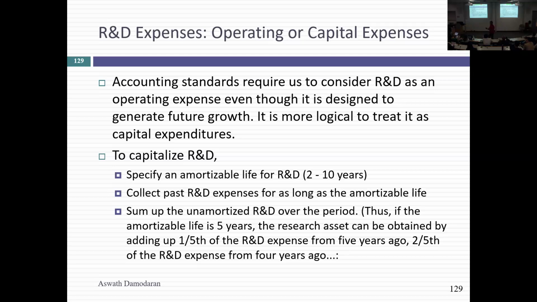You start by specifying what's called an amortizable life. Sounds fancy, but tell me on average how long it takes between the time you do R&D and a commercial product emerges. I know you're saying that's going to be difficult to do. I agree, but give me an average number. Is it 3 years? Is it 5 years? Is it 10 years? If you're a pharmaceutical company, what do you think the answer is?